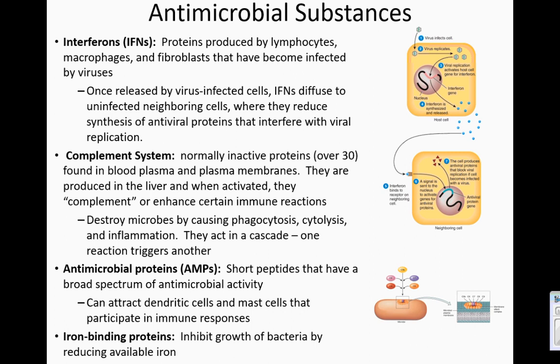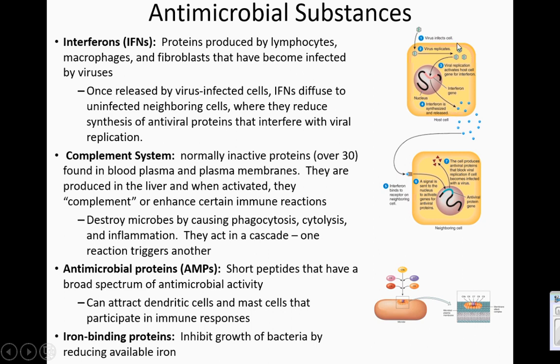They're also produced by macrophages, which, remember, macrophages I always think of like Pac-Man running around and chopping stuff up. And then fibroblasts, which are connective tissue cells. But they are proteins produced by those different types of cells that have become infected by a virus. Okay. Once released by the virus-infected cells, these IFNs diffuse to the uninfected neighboring cells, where they reduce the synthesis of antiviral proteins that interfere with viral replication, which is what we're showing off right here.